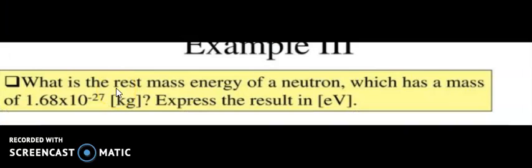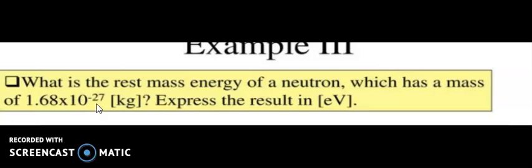The next question says, what is the rest mass energy of the neutron, which has a mass of 1.68 times 10 to the power negative 27 kg, and we are to express the result in eV. eV simply means electron volts. So we need to calculate the rest mass energy that has this mass, 1.68 times 10 to the power negative 27.